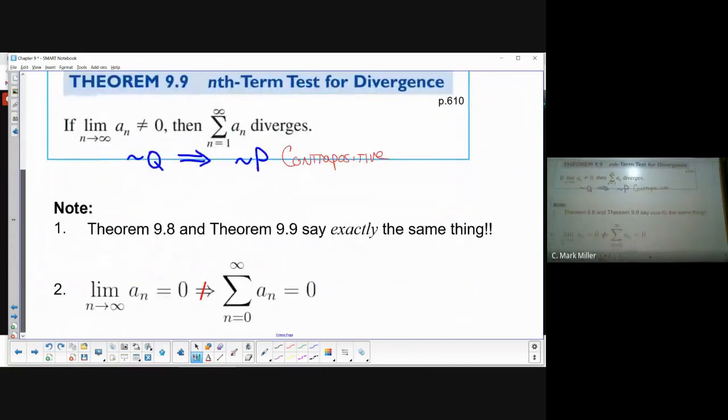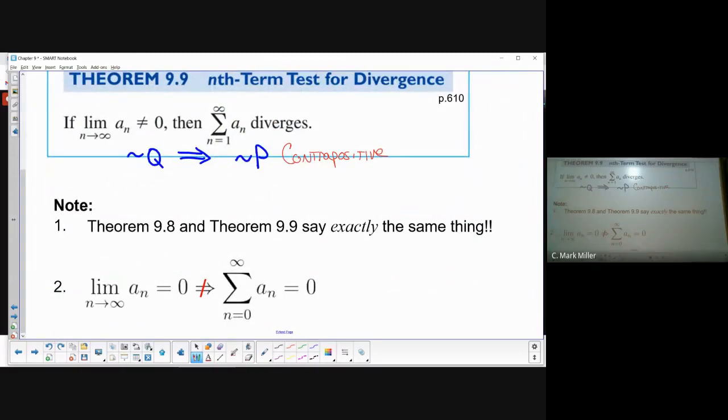Now, note 1: you already know this, that's what I've been saying. They say exactly the same thing. Note 2: if the nth term goes to 0, that does not imply, oh, wait a minute here. That's a typo. We have a big typo here. If the nth term goes to 0, that does not mean the series converges.